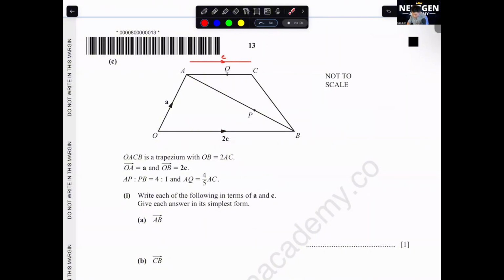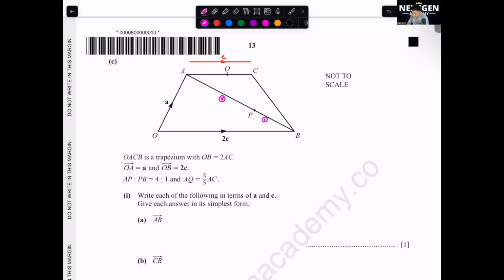The next fact, OA equals A, OB equals 2C. AP to PB is 4 to 1. This is the ratio. When we do a ratio, I want you to put it in a circle. You put it like that, 4 to 1, because the 4 and 1 is not the value of the vector itself. It's the ratio of this entire line.